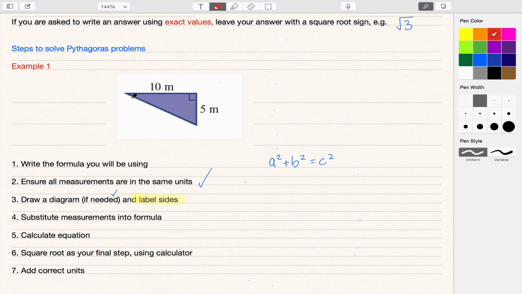What I mentioned above, the longest side is the first one we label. That is always the C. And once you've labelled the C, you can make the other two, A and B. Doesn't matter which order you choose to write them in.